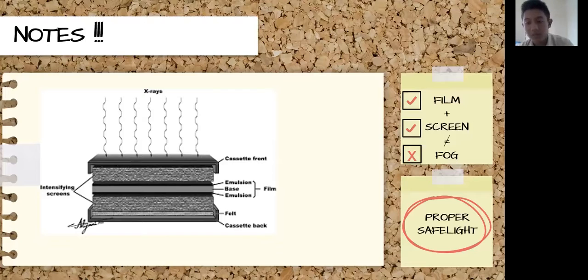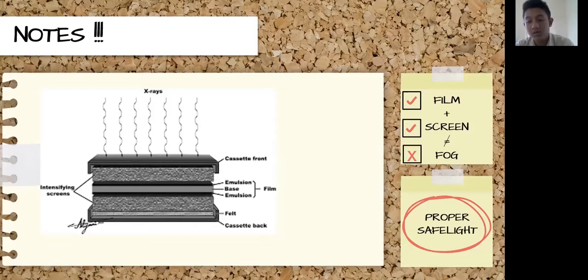But there is something that we need to remember about the film screen system. It is the spectrum matching of these two modalities. For example, if we use a rare earth screen, which emits green light, we need to match it with an orthochromatic film, which is sensitive to green light. Furthermore, we need to use the proper safe light filter. For example, under the same condition as earlier, we need to use a red safe light filter because it will not increase the fog in the radiographic image and will increase the quality and the contrast of the radiographic image.